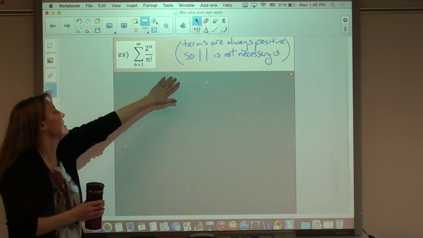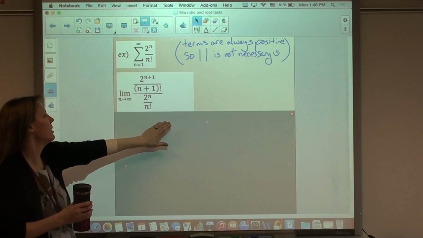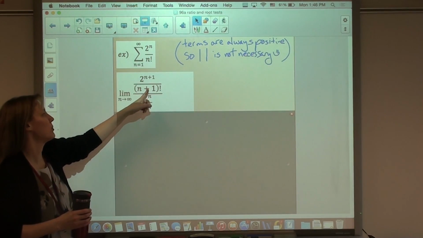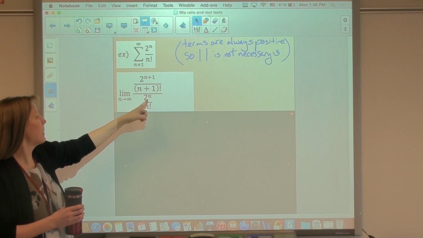We start by finding the nth plus 1 term. So all you do is replace your n's with an n plus 1. And you divide it by the nth term.